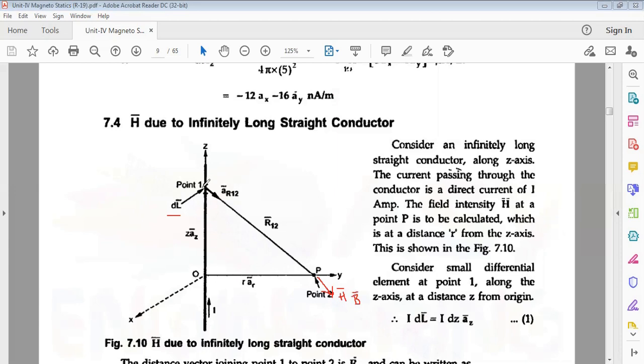And point 1 from the origin is at a distance z along the z-axis, that is z into az bar. We have two components to find the distance r bar. Z into az bar is in the positive direction, and r into ar bar is also in the positive direction. Because it is a long straight conductor, the current passes through this conductor, and a magnetic field surrounds the current-carrying conductor. The current I is also there, so it is I into dl bar.